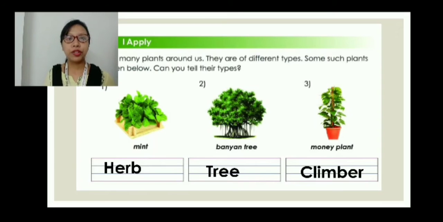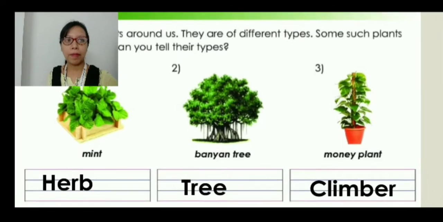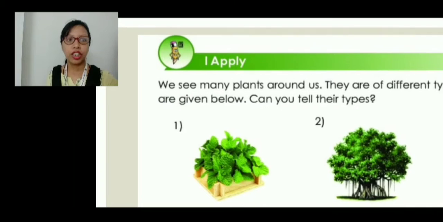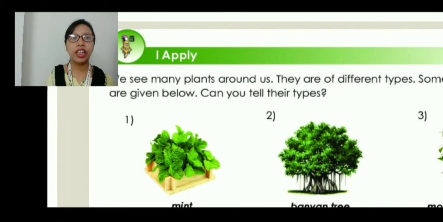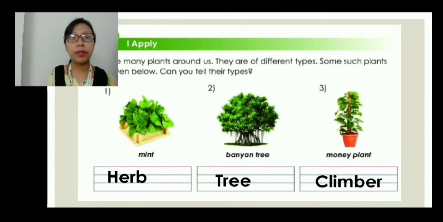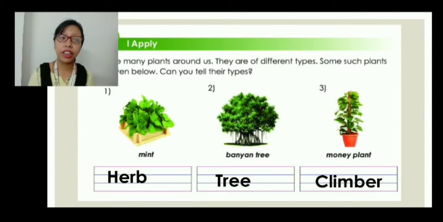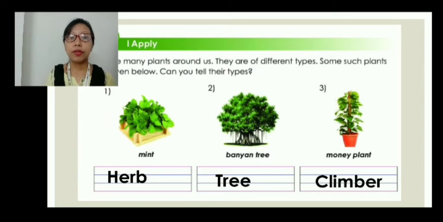Now let us move towards the I Apply in your book. So here you see the question. We see many plants around us. They are of different types. Some such plants are given below. Can you tell their types? So some pictures of the plants are already given in your book. So we have to find out which type of plant they are.